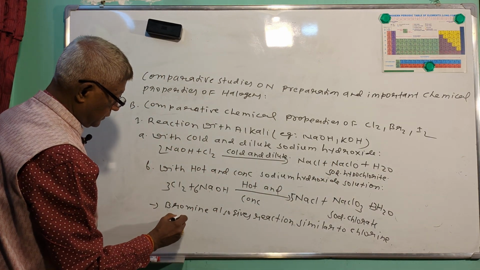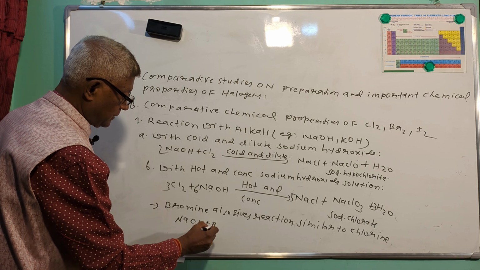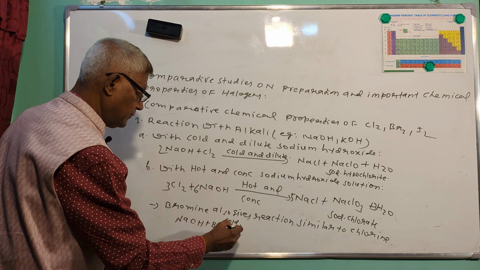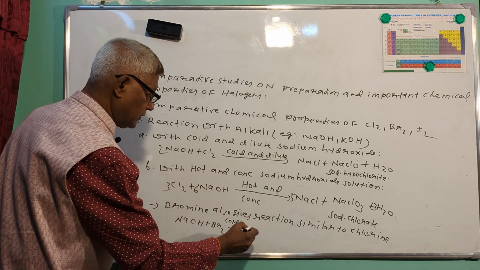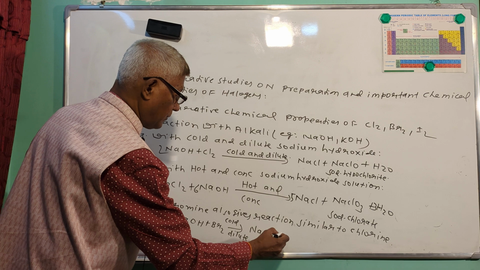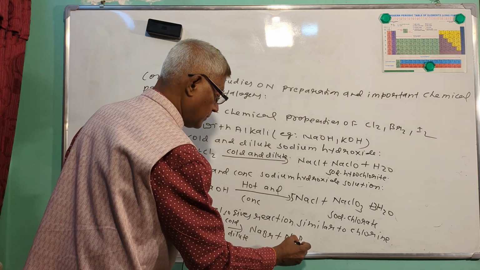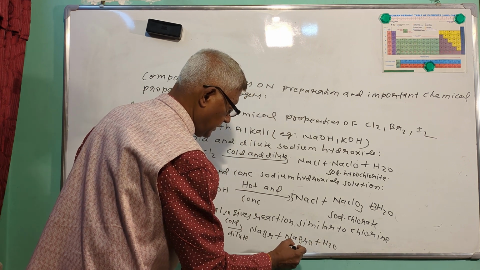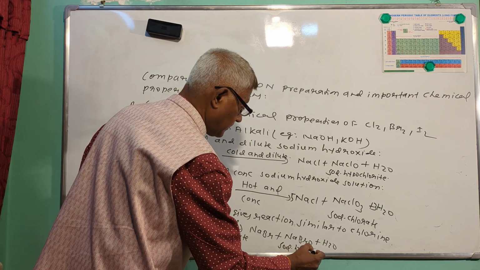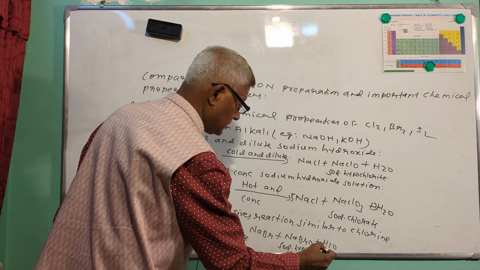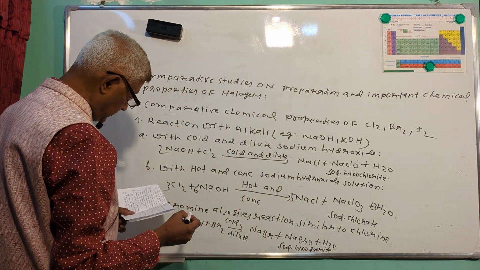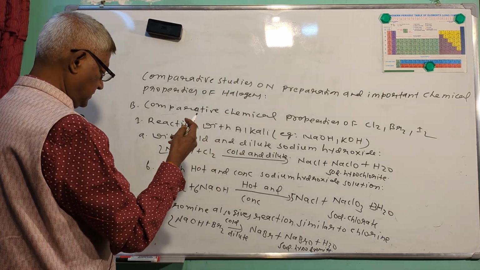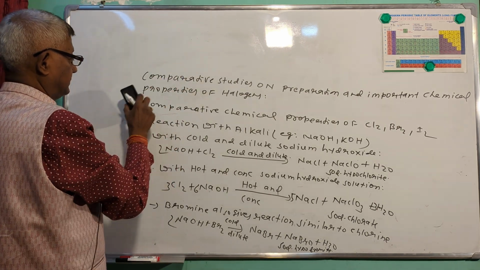What to say? Sodium hydroxide, bromine. Condition is cold and dilute. So what do we get? Sodium bromide, NaBrO plus H2O. That is sodium hypobromite. Yes. So the balance is like this. 2 NaOH. Yes. So the right hand side is already balanced. That is the cold condition.